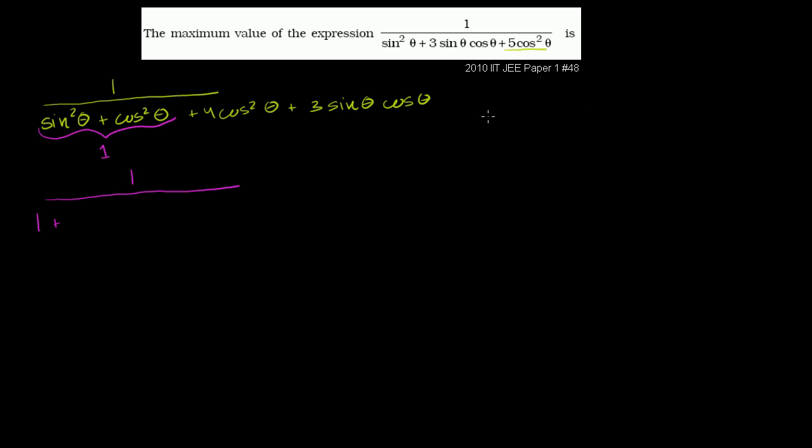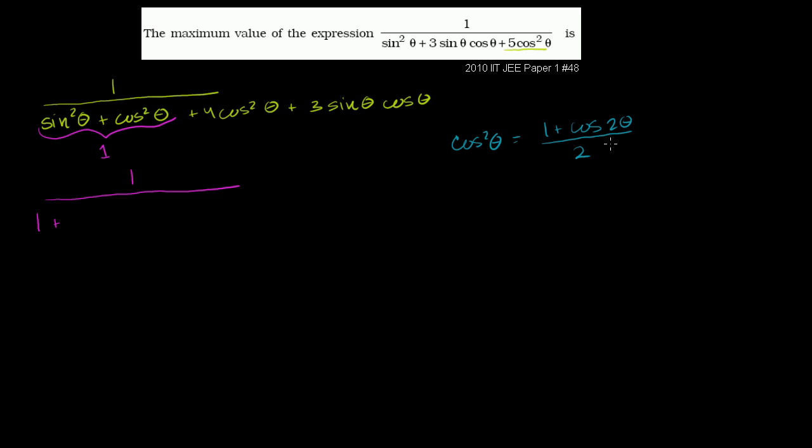I'll write our identities here. Cosine squared of theta, and we've proved these in the trigonometry playlist, is equal to 1 plus cosine of 2 theta, all of that over 2. And my goal here is I really just want to simplify it. And maybe we'll use a little calculus to find the minimum value of the denominator, which would give us the maximum value of the numerator.